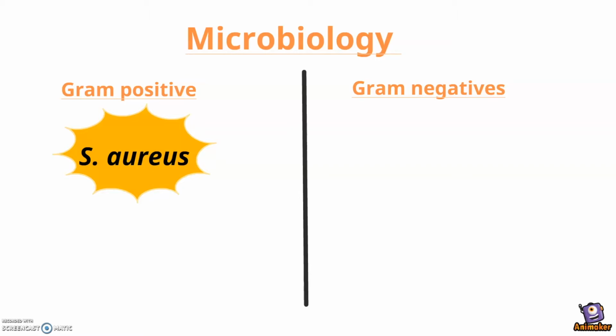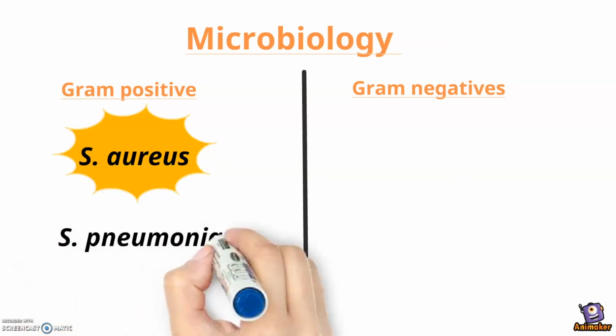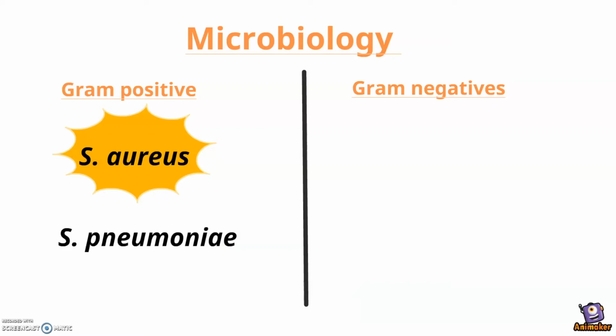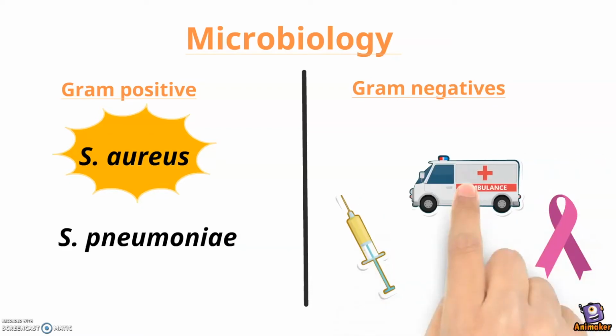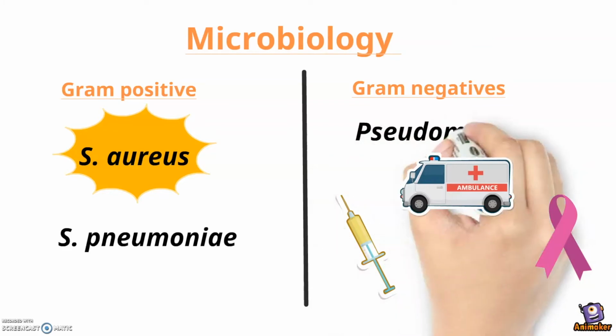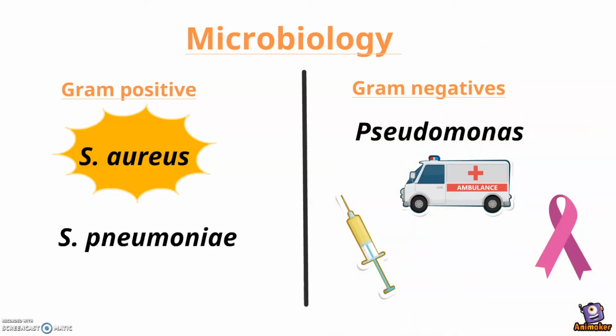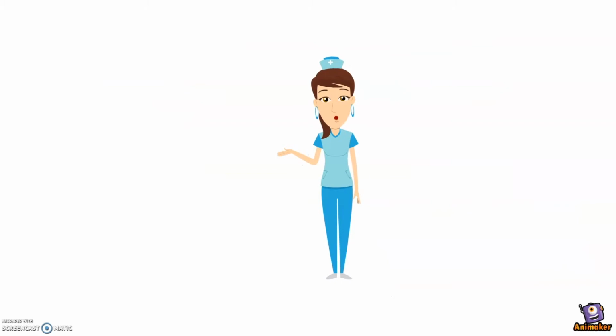Other gram-positive organisms include strep pneumonia. In older adults with underlying immunosuppression, IV drug users, and trauma patients, gram-negative bacilli like Pseudomonas may be identified. Septic arthritis is usually monomicrobial, but polymicrobial septic arthritis may occur in the setting of penetrating trauma or polymicrobial bacteremia.